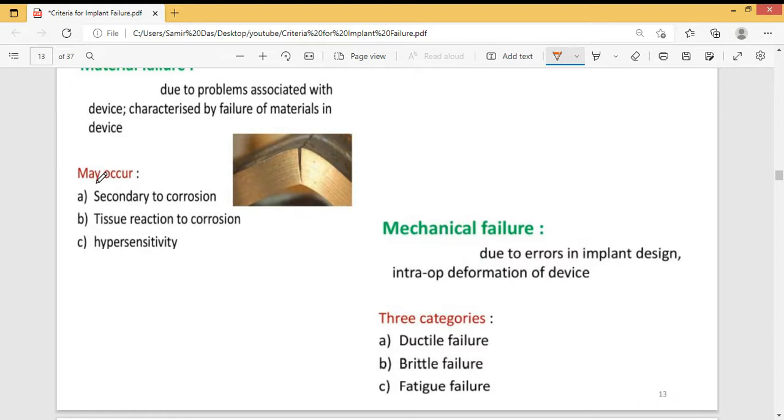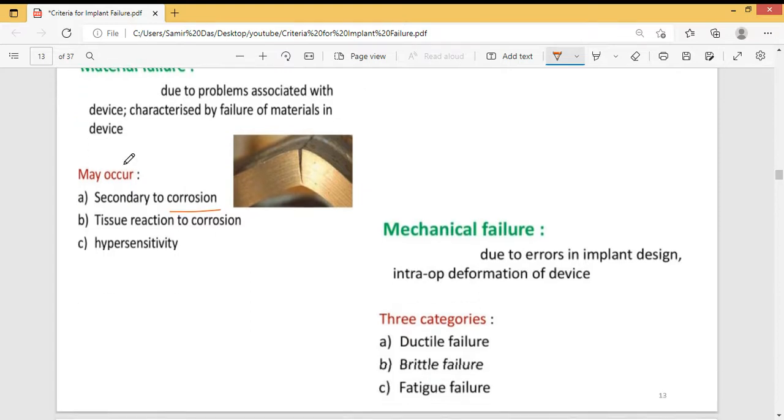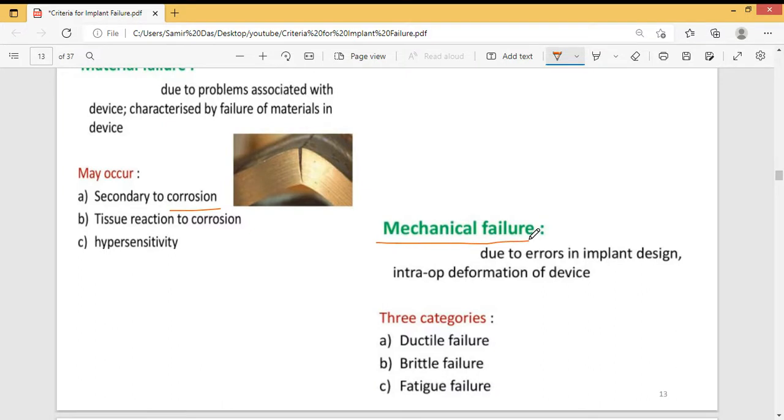It can occur due to corrosion. So corrosion is one reason for material failure. Another is mechanical failure. Due to an error in the implant design, or some problem during the manufacturing process, mechanical failure basically occurs.